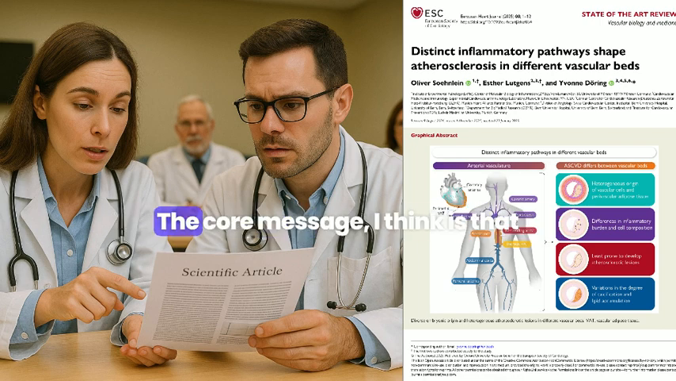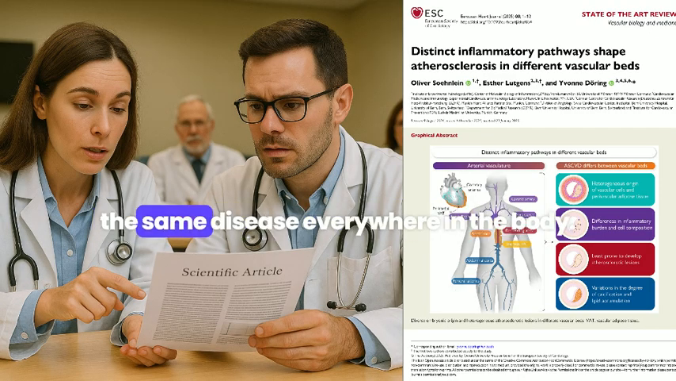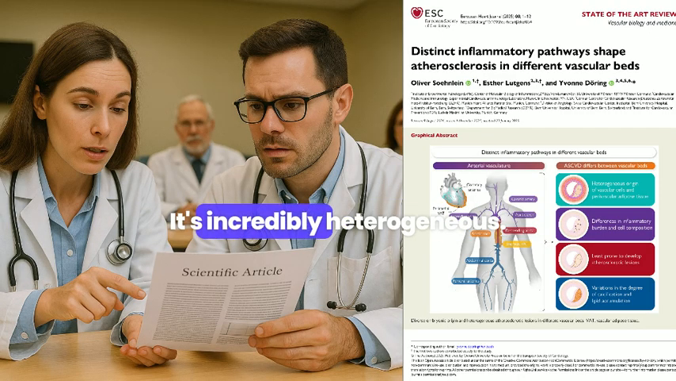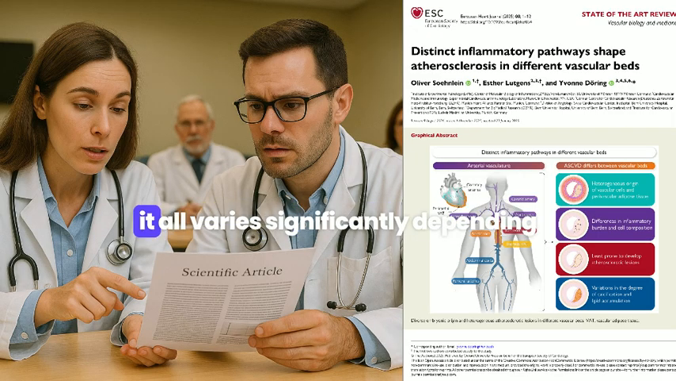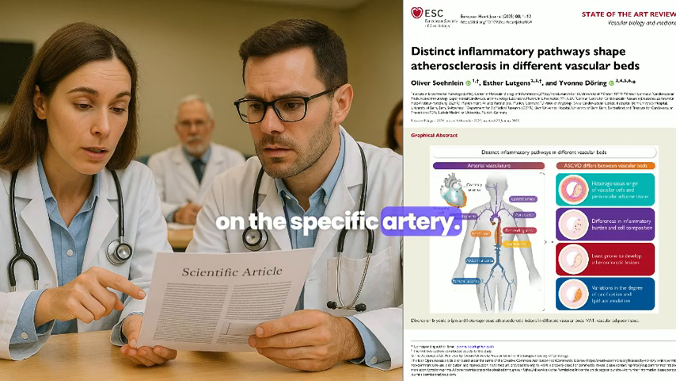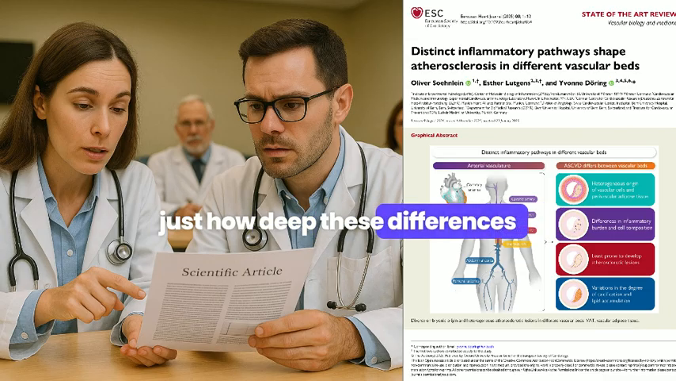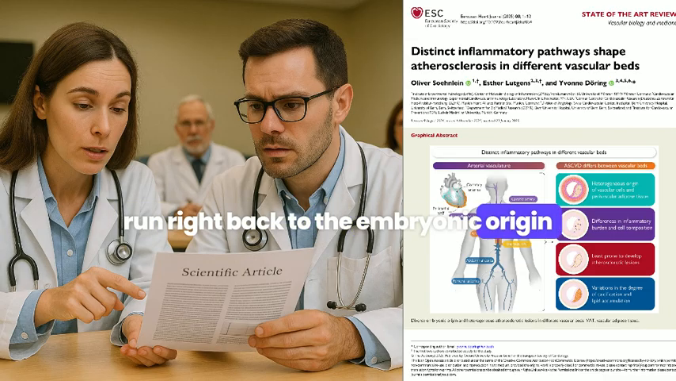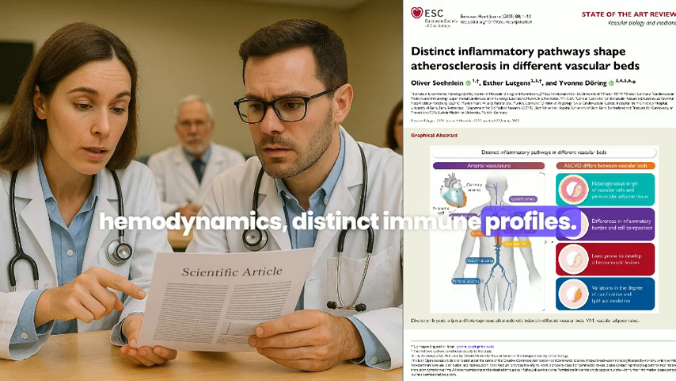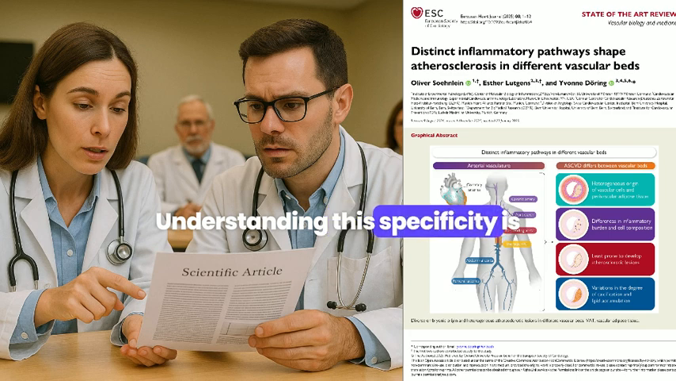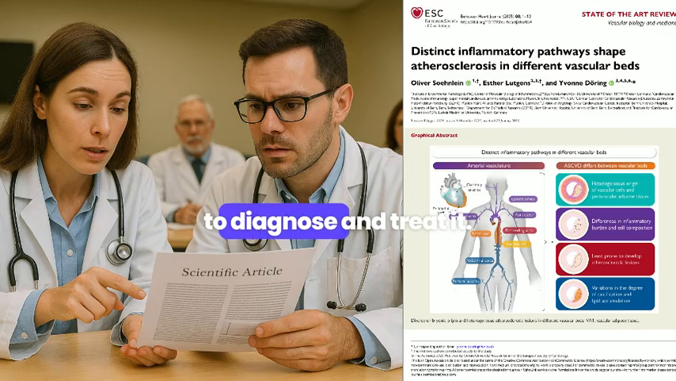All right, let's try and summarize the big picture from this deep dive into that European Heart Journal review. The core message, I think, is that atherosclerosis is definitely not the same disease everywhere in the body. It's incredibly heterogeneous. The inflammation, the cells involved, the local environment, it all varies significantly depending on the specific artery. And the real aha moment is realizing just how deep these differences run right back to the embryonic origin of the cells, combined with local hemodynamics, distinct immune profiles. Understanding this specificity is crucial. Absolutely crucial if we want to develop better, more targeted ways to diagnose and treat it.